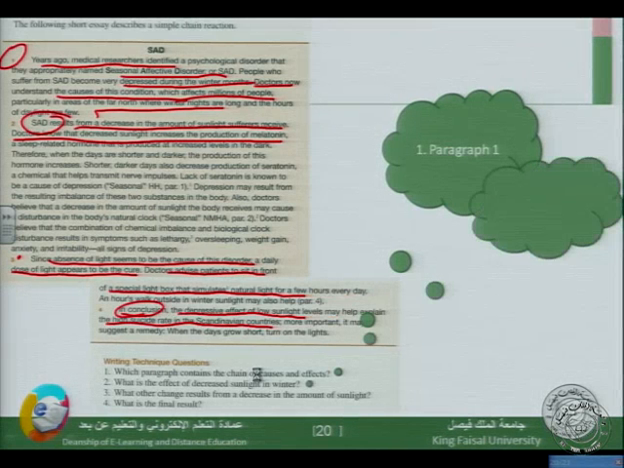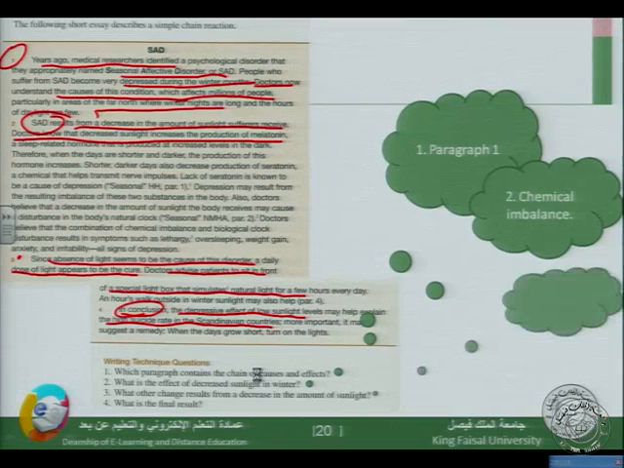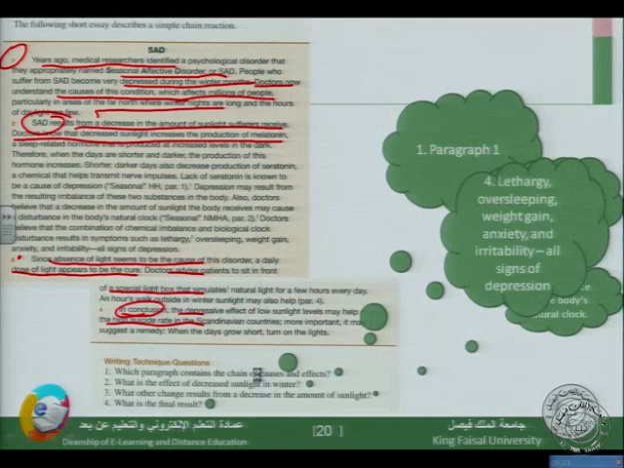Okay, let us just move now together to the question, which paragraph contains the chain causes and effects? It was paragraph number 1. In this paragraph number 1, it actually gives us the chain causes and effects. بعطينا سبب نتيجة سبب نتيجة. What is the effect of decreased sunlight in winter? It's chemical imbalance. What other change results from a decrease in the amount of sunlight? Disturbance in the body's natural clock. What is the final result? It was lethargy, oversleeping. You can find all of these answers right here in the conclusion.